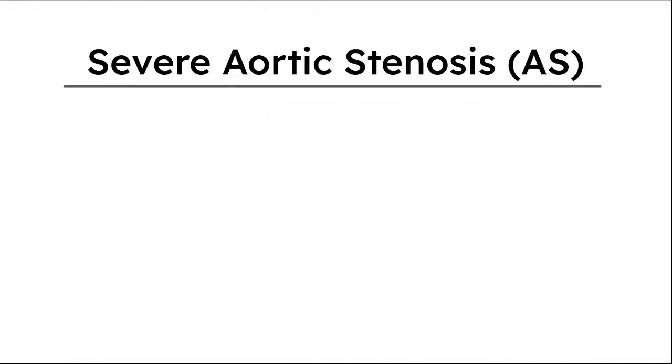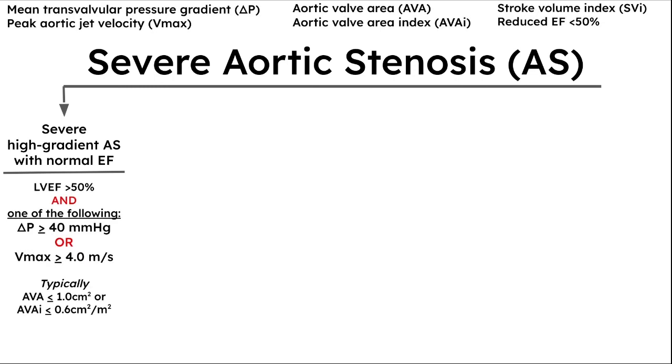Okay, let's talk specifically about severe aortic stenosis. Within severe, there are 4 subcategories. The first is severe high-gradient aortic stenosis with a normal ejection fraction. These patients will have a normal EF defined as greater than 50% and have either a delta P greater than 40 millimeters of mercury or a Vmax greater than 4 meters per second.